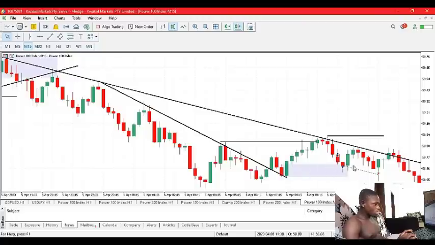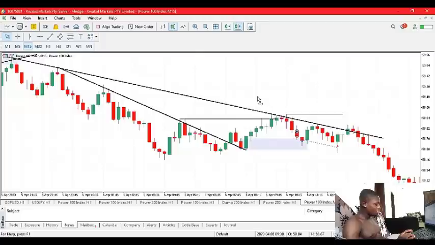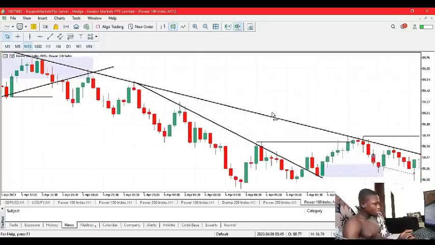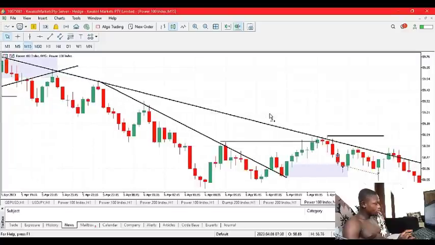So this was the loss I took. This was on power 100 index. And power 100 index is very volatile, guys, very volatile, and if you don't know what you're doing, you could lose your whole money. But at the same time, it is good if you know what you're doing, you have a working strategy, you can trade it.